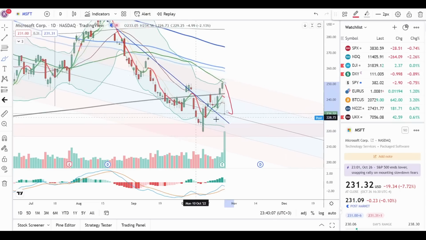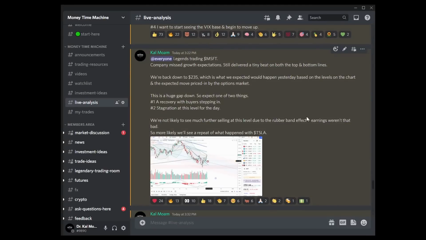Now, members of the trading community will not have been surprised by this move at all. In fact, yesterday we called $235 as the very likely price target for Microsoft after earnings. That's exactly what happened. This is what the trading community looks like, everybody. I'm at UTC+3, so 3:22 p.m. for me is 8:22 a.m. Eastern Time. Now, I did make an alert before the market opened today about Microsoft for the legends that were trading Microsoft. We're back down to $235, which is what we expected would happen yesterday based on the levels on the chart and what the options market was pricing in.